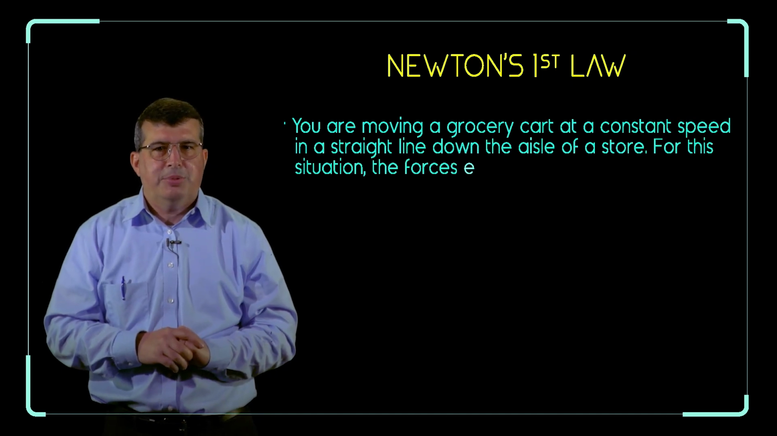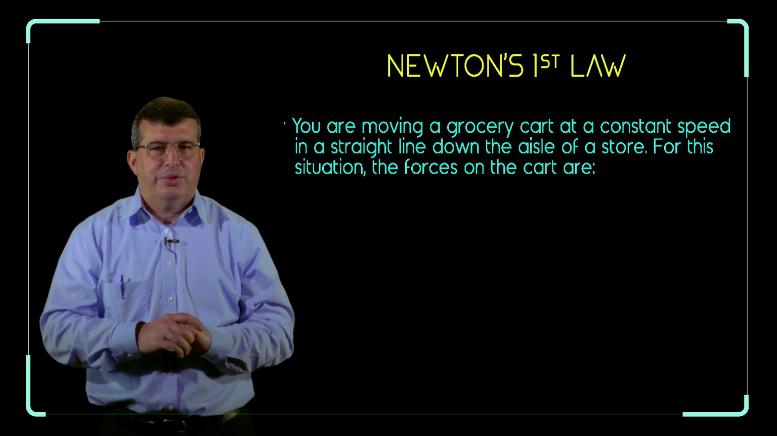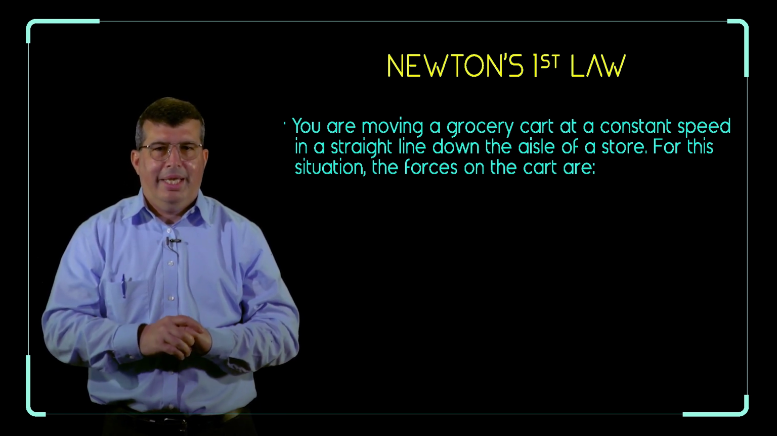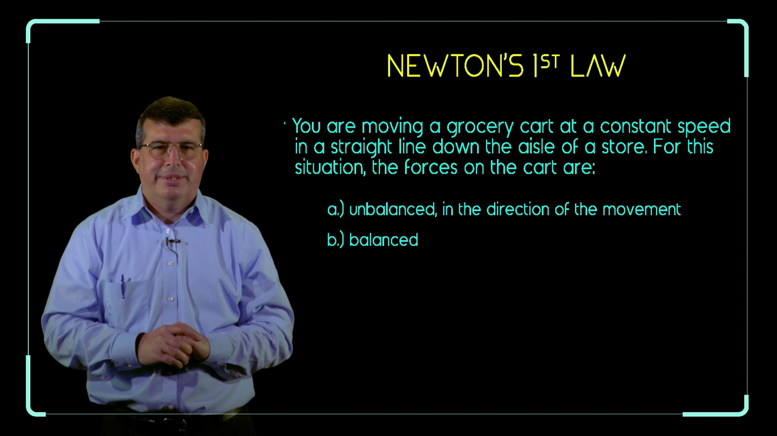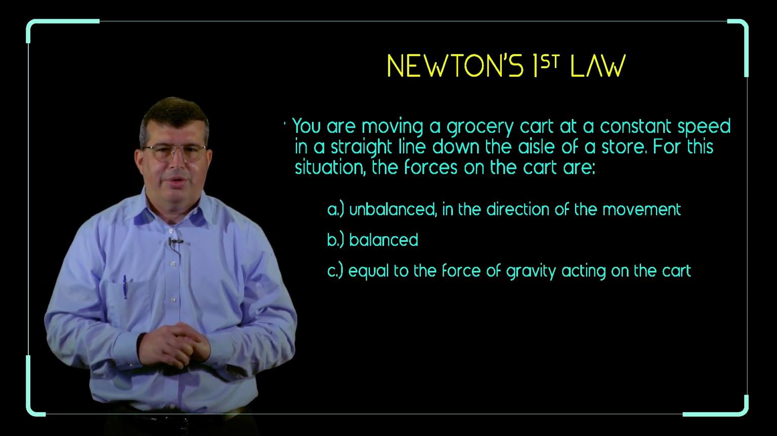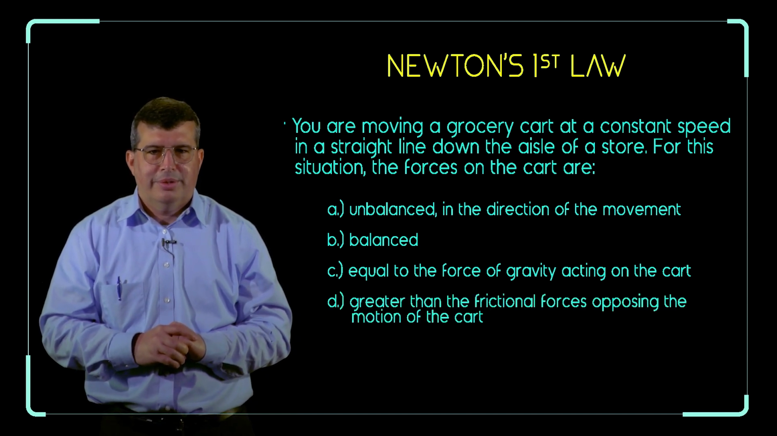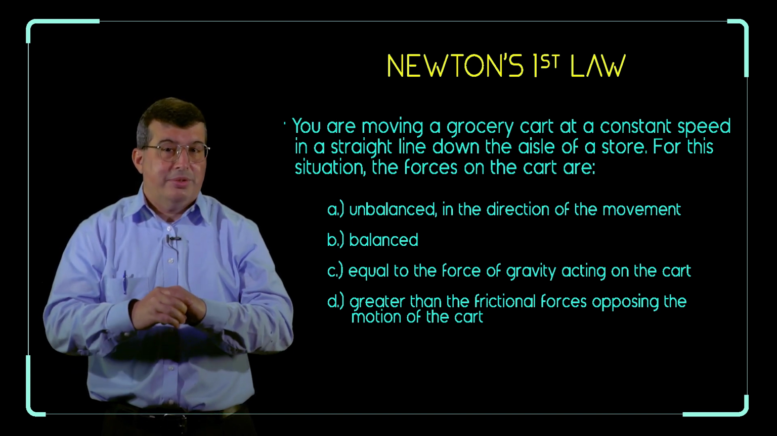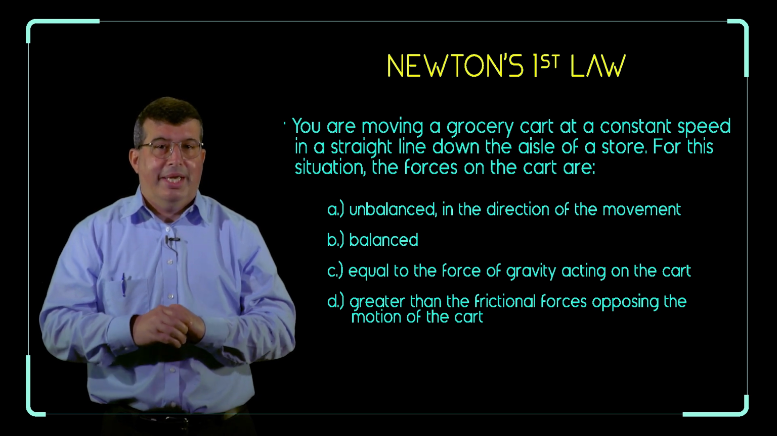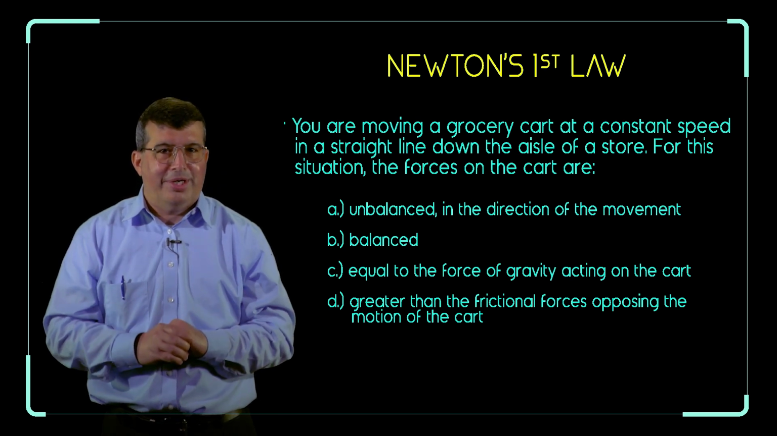Another question. You are moving a grocery cart at constant speed in a straight line down the aisle of a store. For this situation, the forces on the cart are A, unbalanced in the direction of movement, B, balanced, C, equal to the force of gravity acting on the cart, or D, greater than the friction forces opposing the motion of the cart. Once again, think about this and come down on a definite answer, but think about the box, this time with friction. What were the forces on it? Come down on a definite answer.